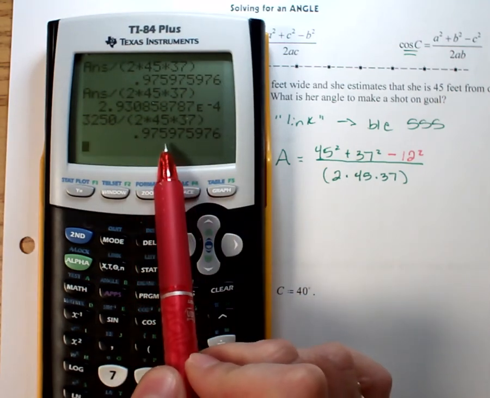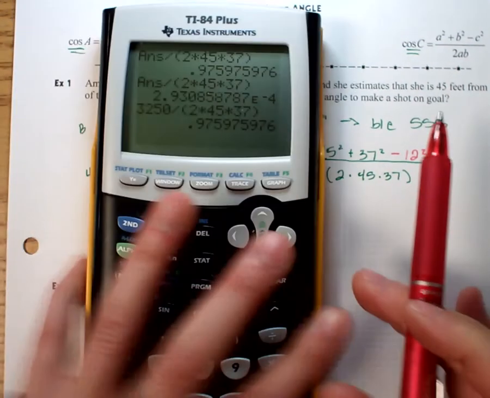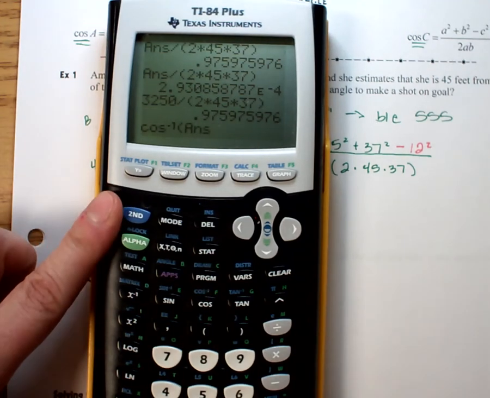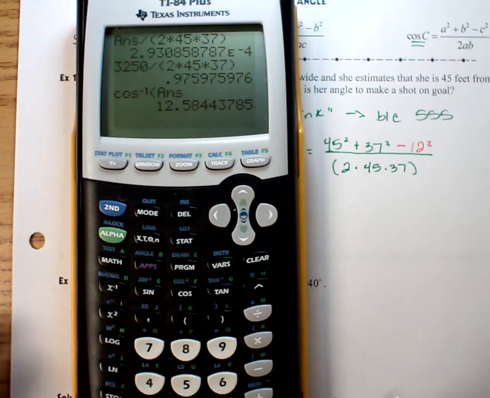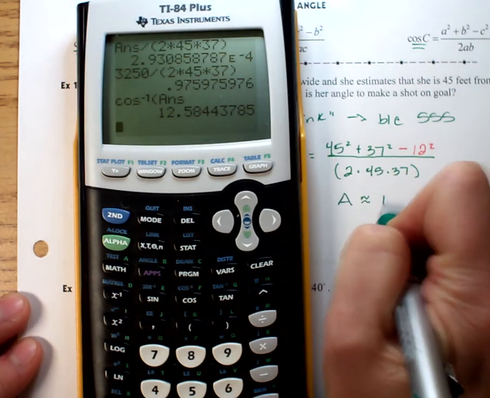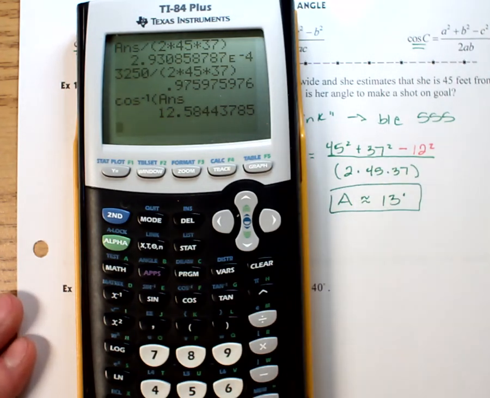Remember, we're solving for an angle. So since we're solving for an angle, we're simply going to use our inverse cosine of that answer, and we can get that Amy's shot on goal is approximately 13 degrees if I round that to the whole number. Okay?